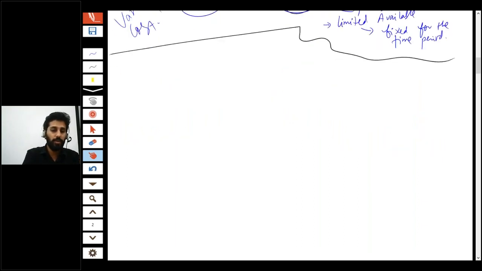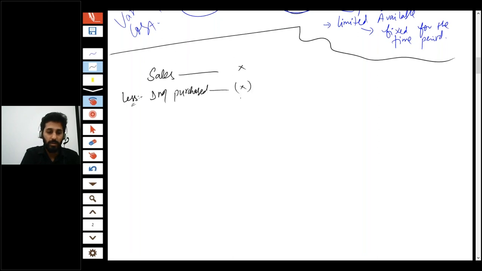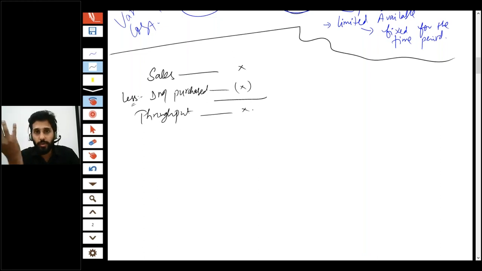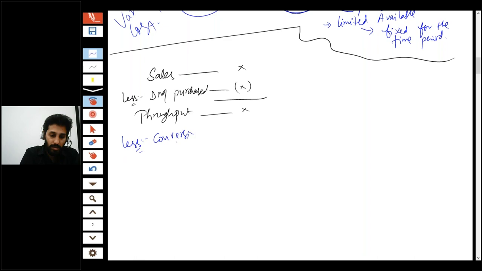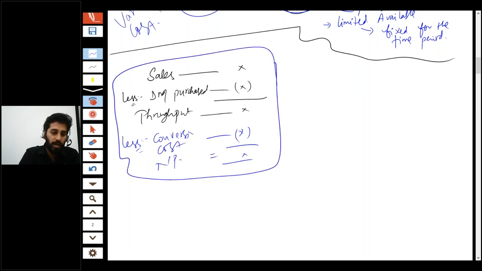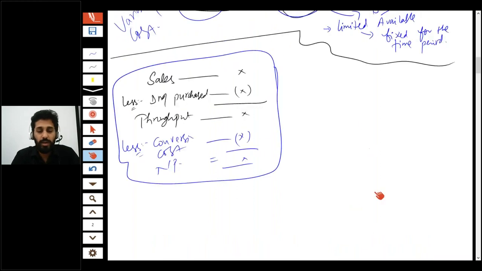So sales less direct material purchased, the resulting figure is called throughput. What is throughput? This is the throughput contribution. So sale minus only direct material purchase. And when you deduct further conversion cost, then you would have the net profit. So this is the pro forma in throughput accounting to calculate the final net profit.